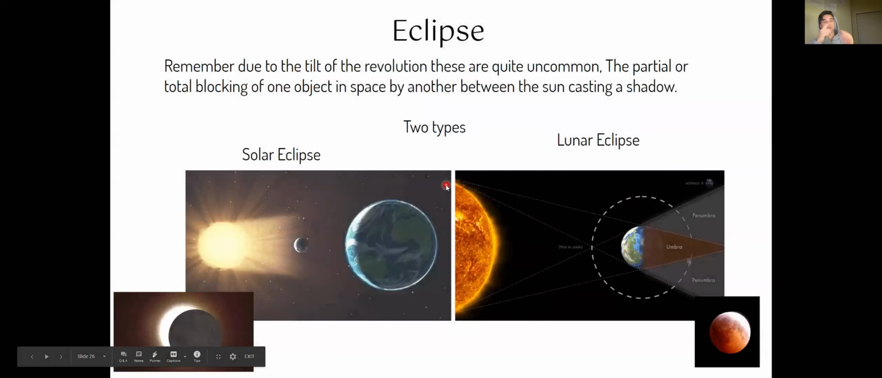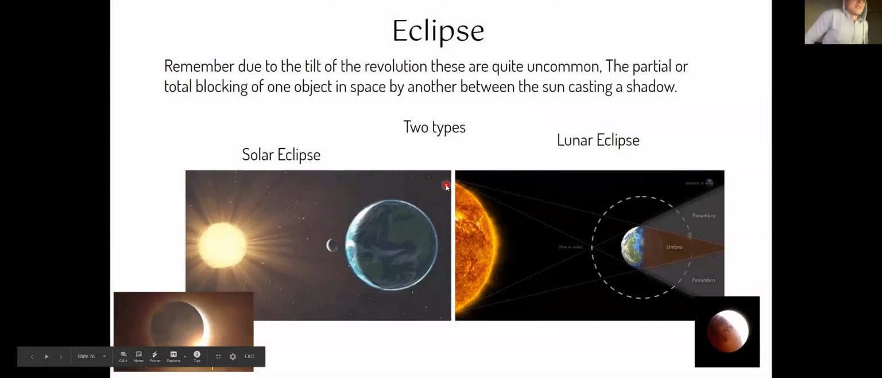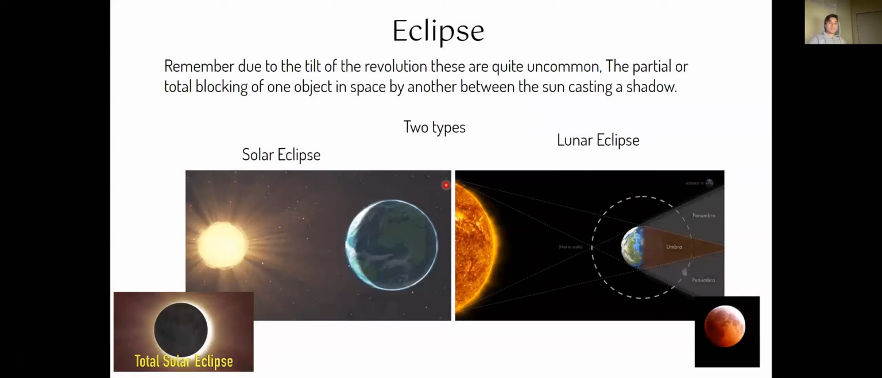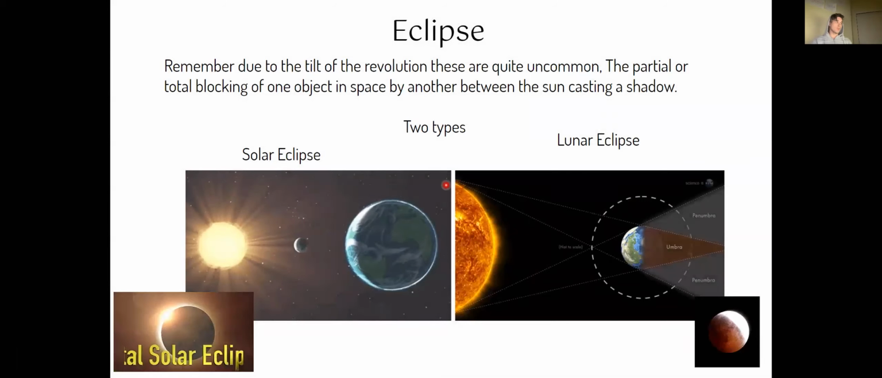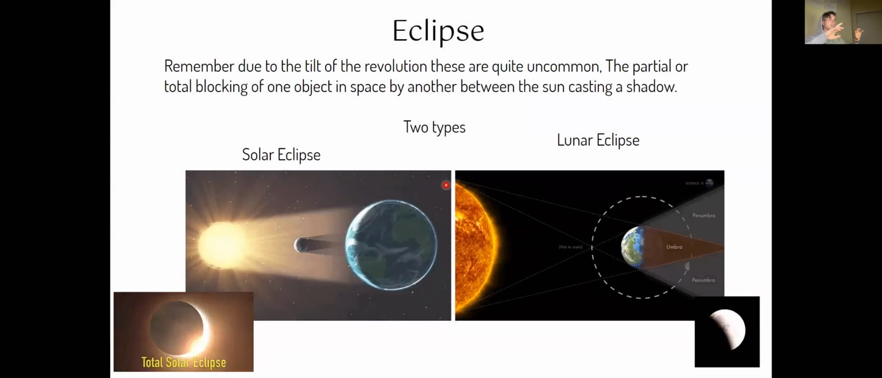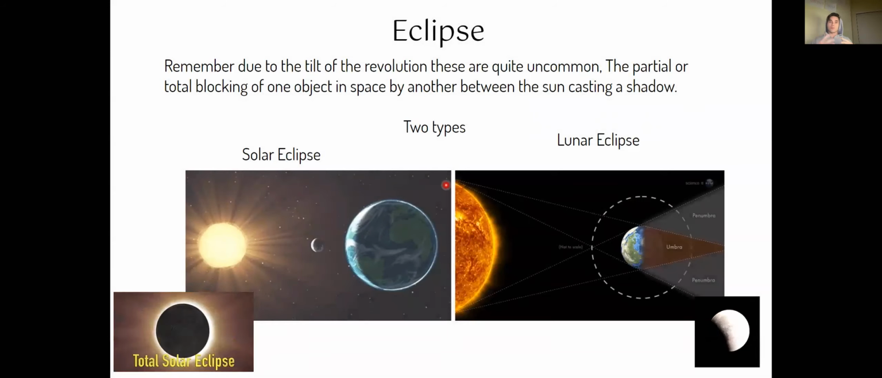All right. So we went through all the phases. Now we're going to talk about eclipses. So there's two types of eclipses, solar eclipse and lunar eclipse. Before I get into that, an eclipse is anytime there's a partial or total blocking of the sun between a couple of objects, all right? And remember, they're rare because of the tilt of the moon, all right?